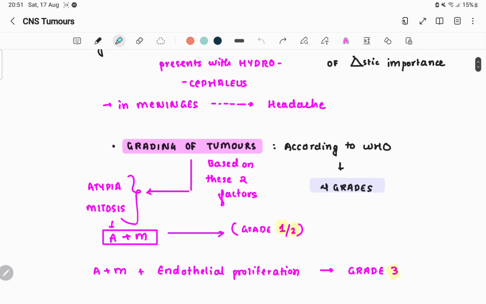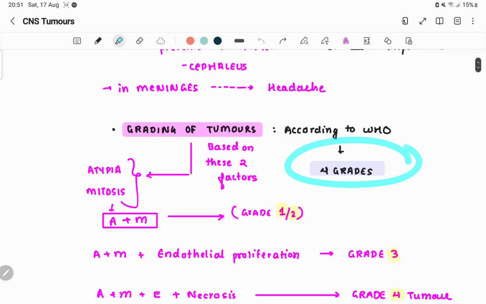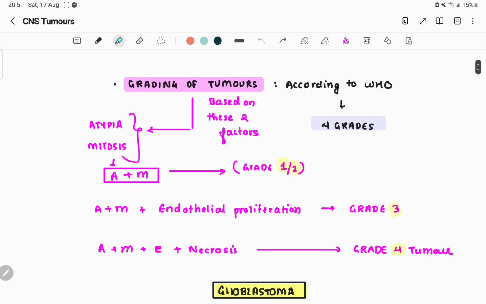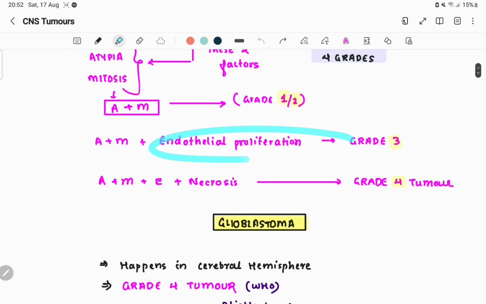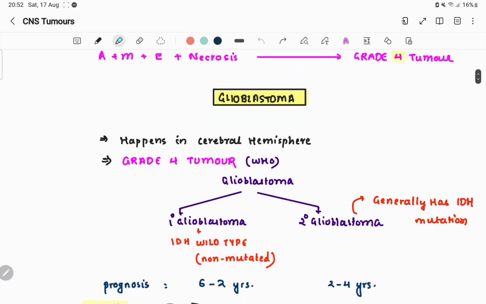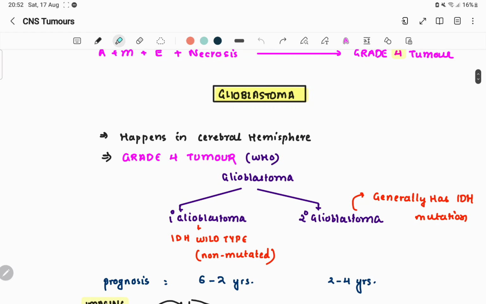A characteristic headache. The grading of tumors according to WHO is in 4 grades, based on 2 factors. Grade 1 and grade 2 tumors basically have atypia and mitosis. Mitotic figures you will see, and atypical cells you will see. If there is an association with endothelial proliferation, it is grade 3. If it is associated with necrosis also, it is a grade 4 tumor. Understood?